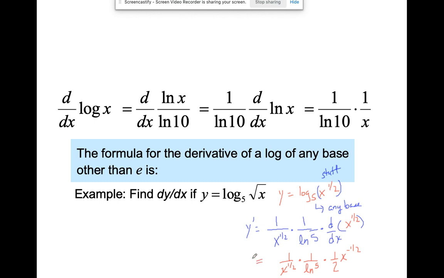Now again, think multiple choice. What would this look like? There's a 2 in the bottom. There's an ln 5 in the bottom. There's an x to the 1/2 in the bottom. And there's another x to the 1/2 in the bottom. Right? I want to make sure you know that's not ln of 5x. Oh, so maybe I should put the x over there. Maybe that would be a little bit more clear.